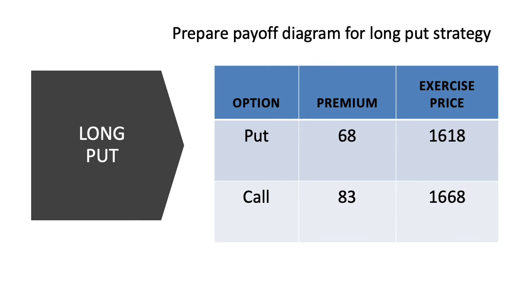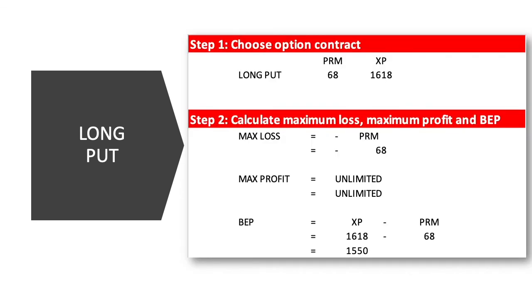Next, prepare payoff diagram for long put strategy. Long put, then you have information from the question. You have put option, premium 68, exercise price 1618. So step number 1, you need to choose your option contract. Okay, so in this case, we choose put option with premium 68 and exercise price 1618. For long put, that means we buy put option.